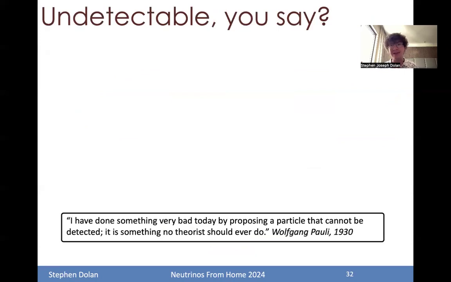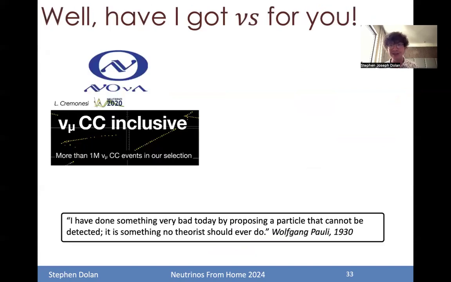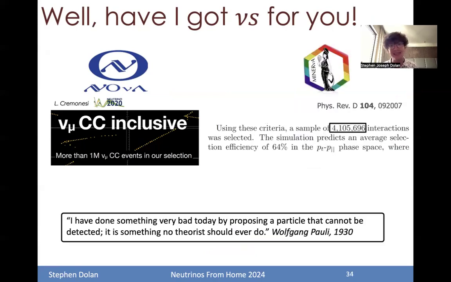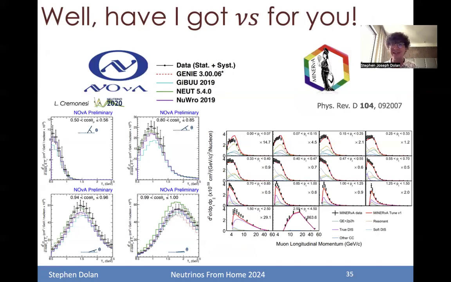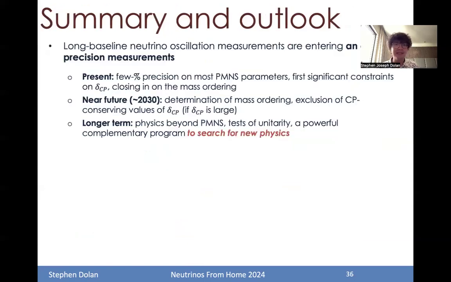And I just want to make one last point, which is that Wolfgang Pauli, when he proposed the neutrino, said that he's just done something bad in proposing a particle that can never be detected. But thanks to our latest detectors and our latest beams, well, have I got news for you, Pauli? We've got more than 1 million events in some of our selections at our near detectors of our experiments, or in dedicated neutrino cross-section experiments like MINERvA. You can see the data here doesn't look like neutrino scattering data. It looks like nuclear PDF data. It's really very exciting. So I'm going to leave you here with my summary.